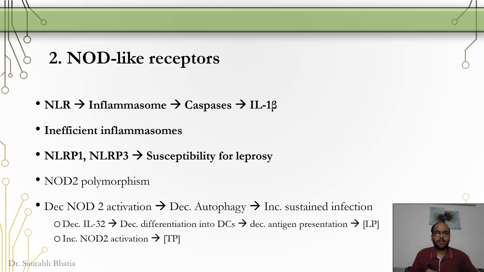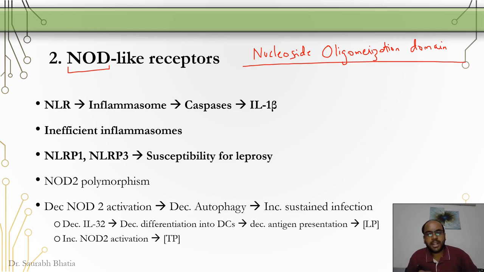Now NOD-like receptors. So what is NOD? N-O-D, NOD. NOD is nucleoside oligomerization domain. So the NOD-like receptor is the second player now. We have discussed the initial player, which is toll-like receptor. Now we have the NOD-like receptor, NOD, that is nucleoside oligomerization domain. These are responsible for the formation of the inflammasome.